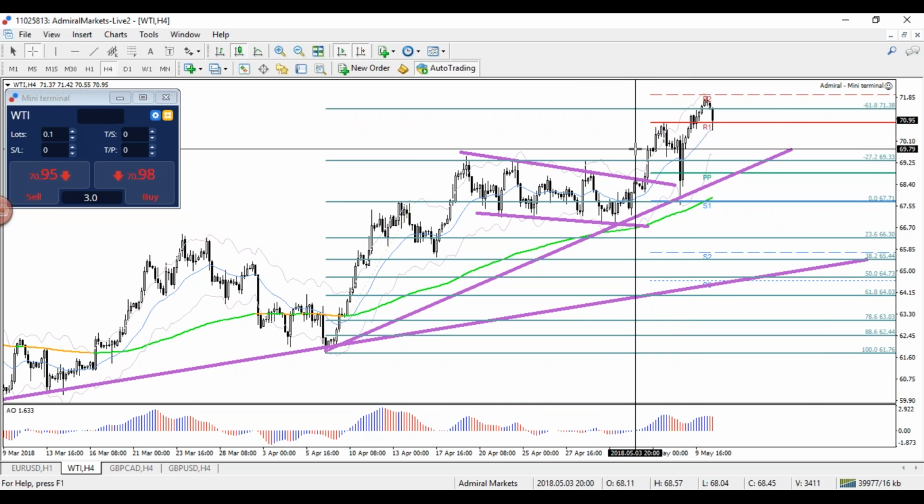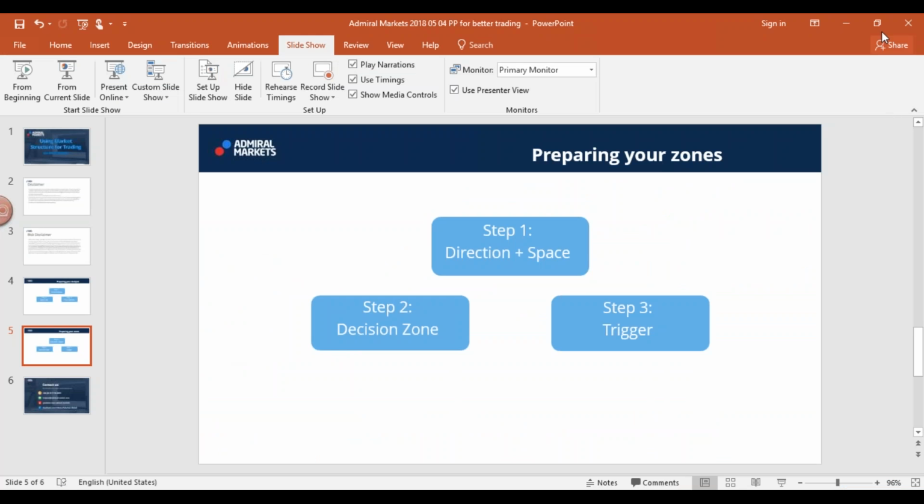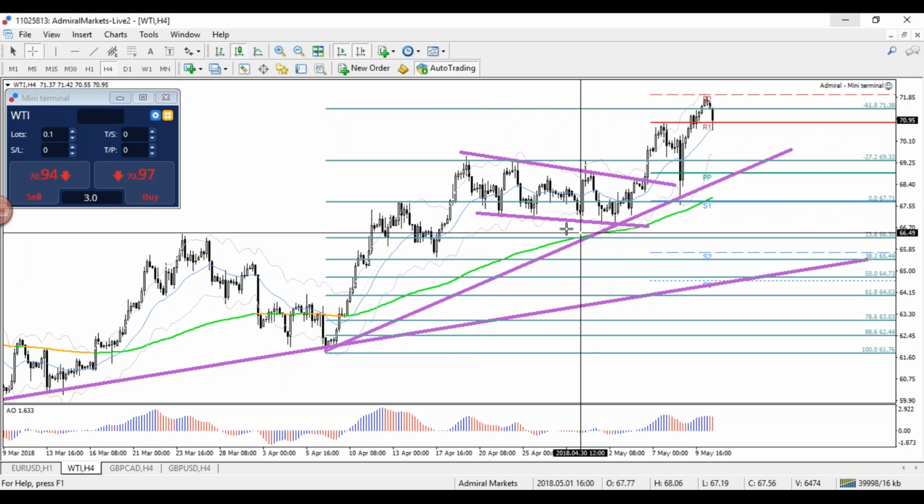So there is space. You're looking for upside. I'm looking for upside. There's space. This is the space, then the decision zone, of course. So what is the decision zone?